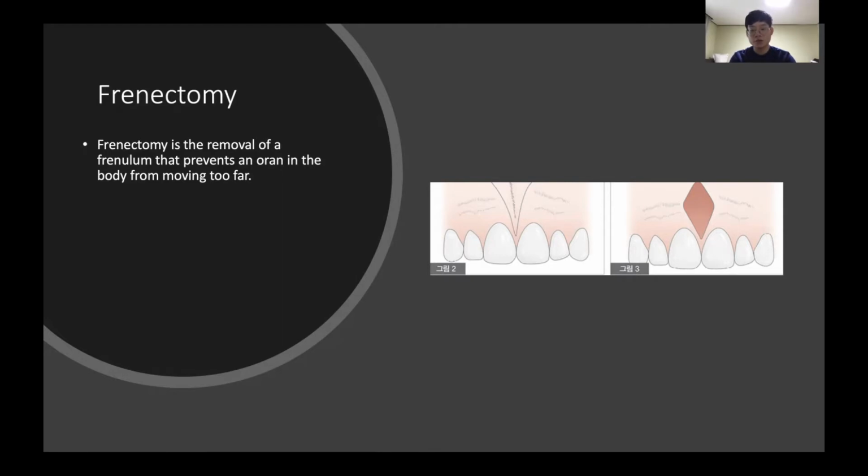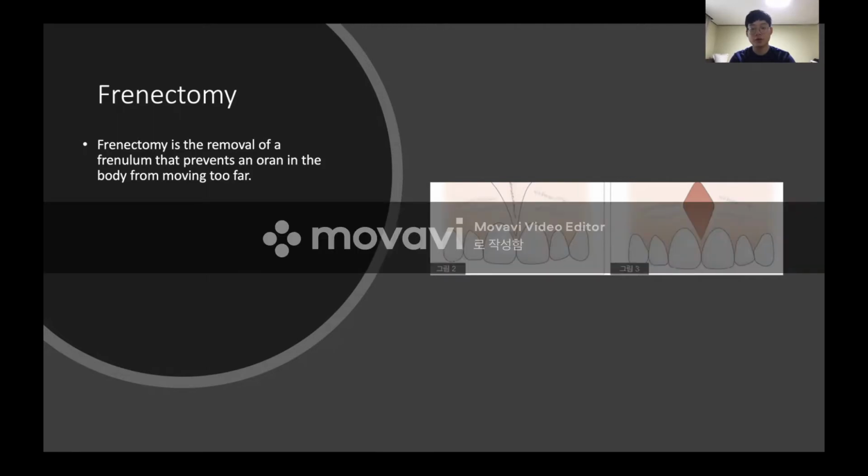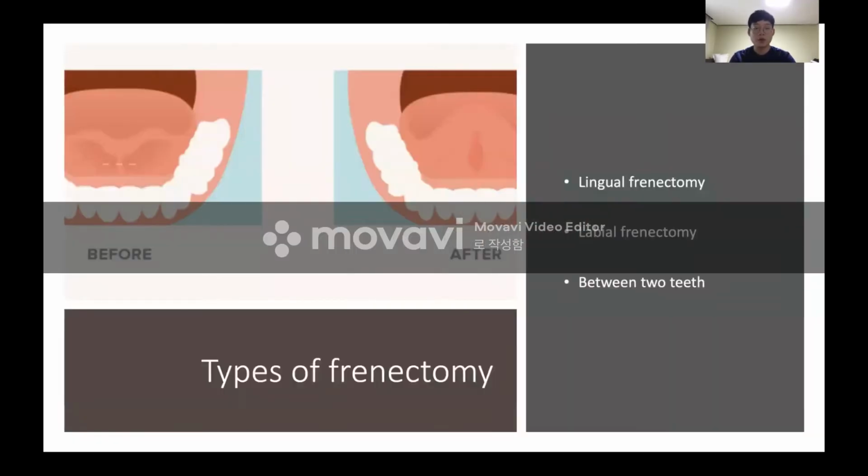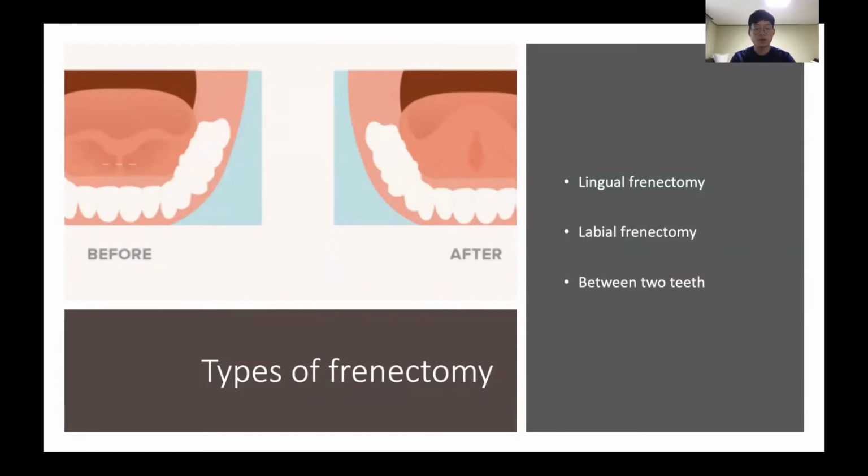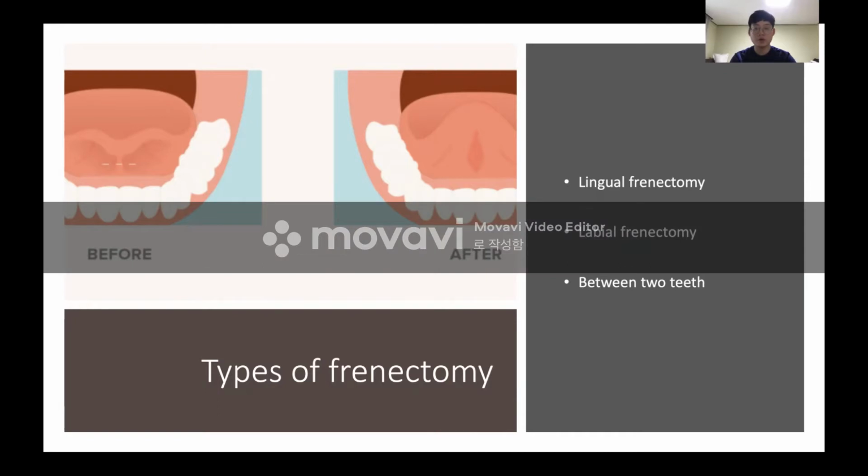This picture shows the frenectomy that is used on the upper frenulum between the upper gum and the upper lip. Now we have known the basics about frenectomy, we have to know the types of frenectomy. There are many types of frenectomy, and today I'm going to talk about 3 types of frenectomy.